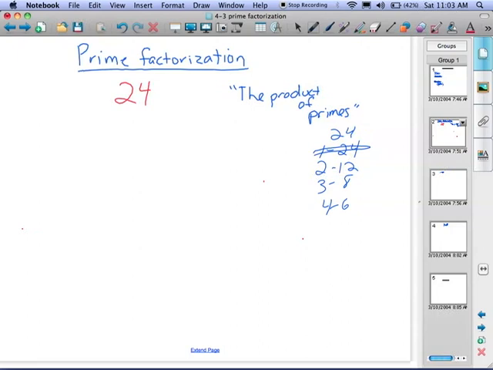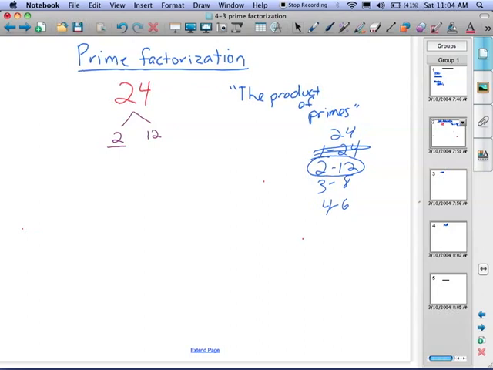So we have choices of 2 times 12, 3 times 8, or 4 times 6. They all work. They're all as good as the next. However, I'm going to advise you to pick the 2 and the 12 because 2 is the smallest prime number that goes into 24. So I always want you to choose the smallest prime number that goes into the one you're looking for. And I'm going to underline it because for me, that's the end of that branch off of this factor tree. We can't break 2 down because 2 is a prime number.